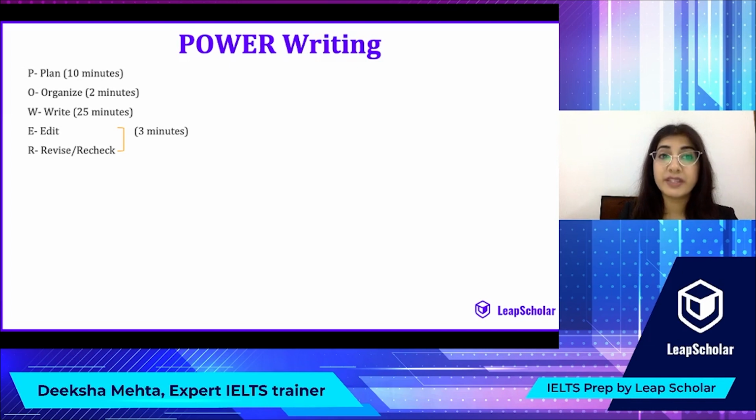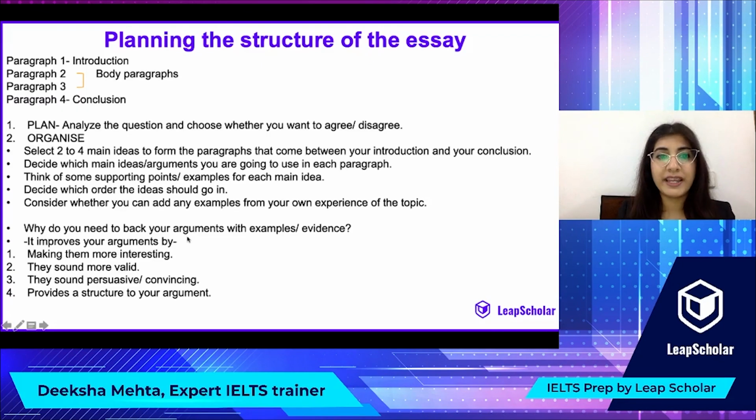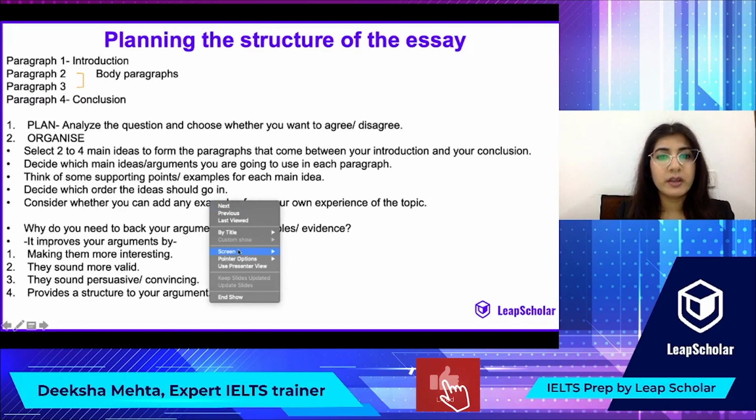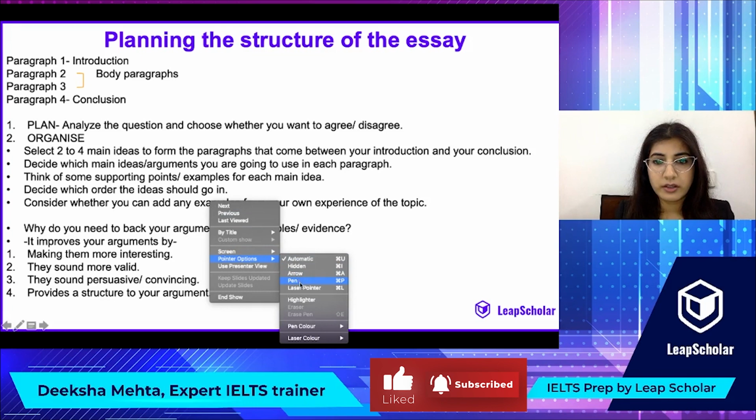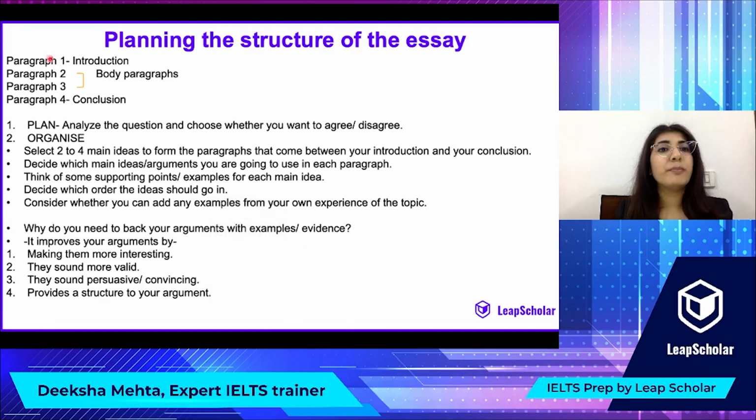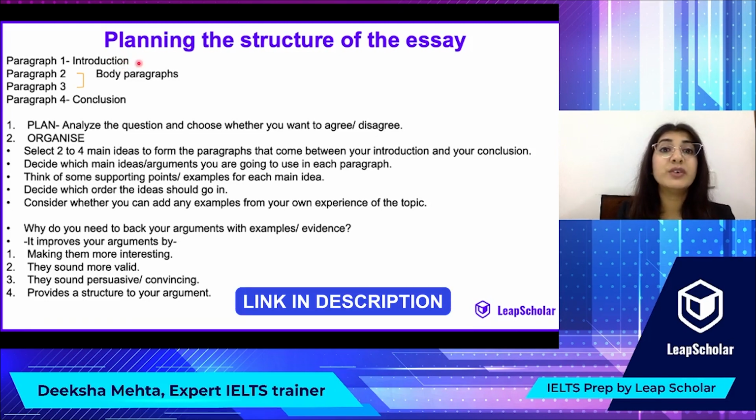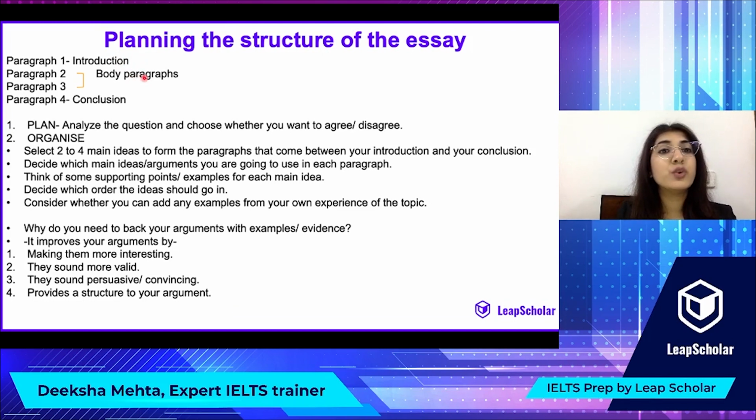So if you look at the process, the actual writing takes just 25 minutes, whereas we spend 12 minutes, which is a huge amount of time, on planning and organizing. So let's look at what comes under planning and organizing. So your paragraph 1 is your introduction paragraph. In the description box is a link for a video where you can learn how to write the introduction paragraph. Then coming to your paragraph 2, 3, which would be your body paragraphs. So usually you take around 2 or maximum 3 body paragraphs, and your last paragraph is your conclusion.